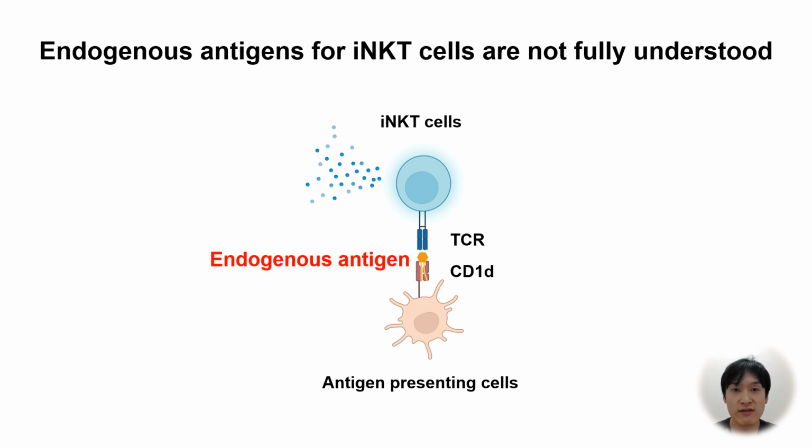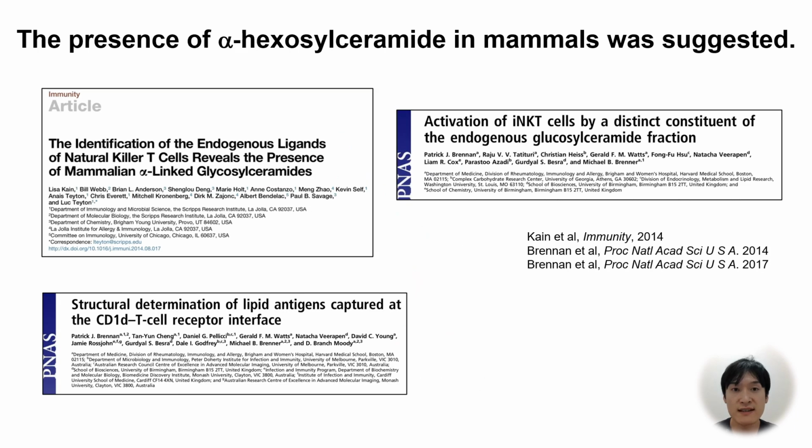Endogenous antigens for iNKT cells are necessary for development, maintenance, and activation. However, such antigens are not fully understood. Recently, several papers have suggested that alpha-GalCer might be present in mammals. However, the amount of endogenous antigens in the samples is very small and separation ability by chromatography is limited. So, the presence of such lipid has not been clearly proved.